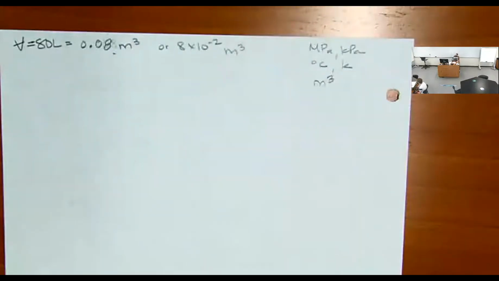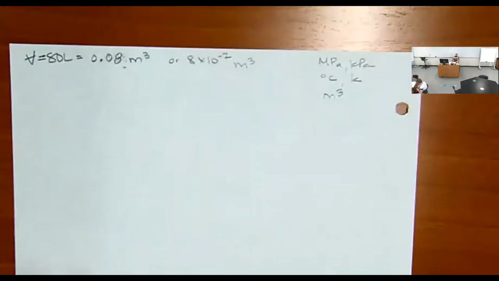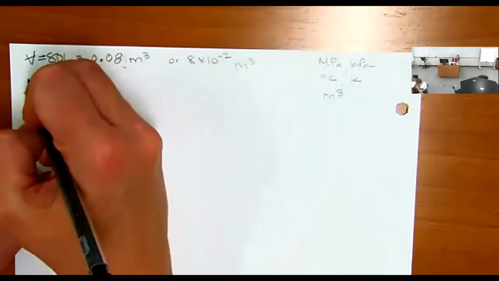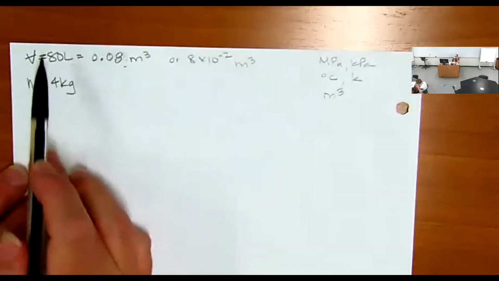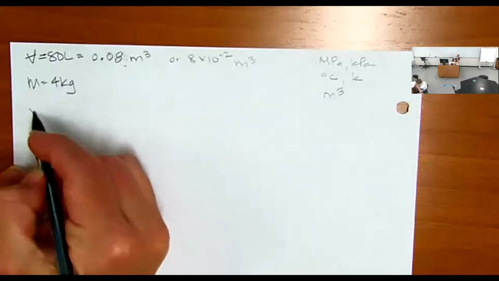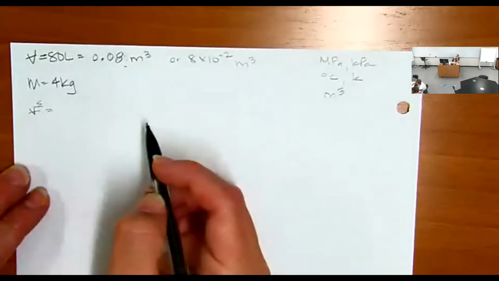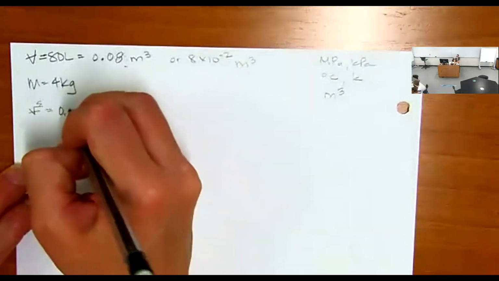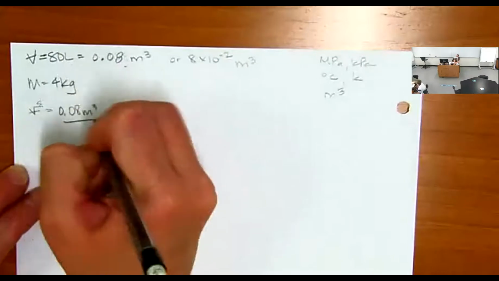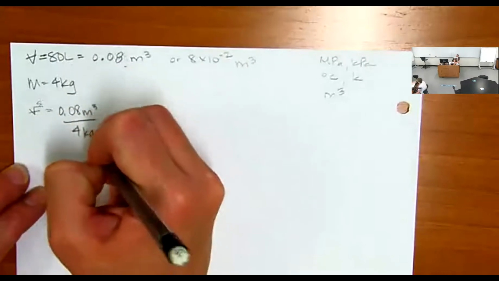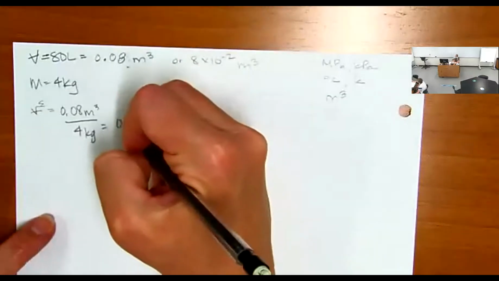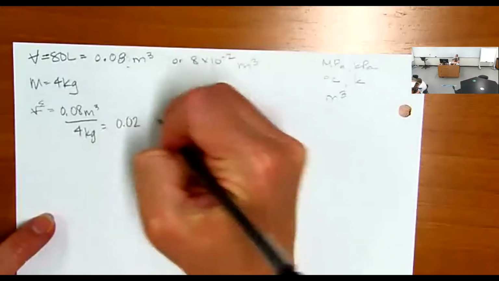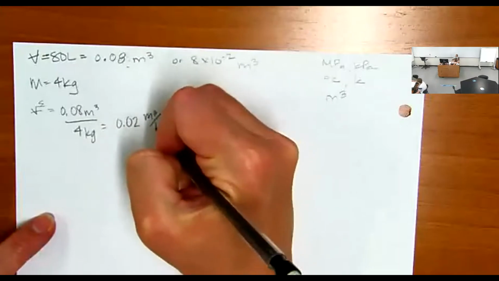Okay, so in the solution, what we did next was, we have a mass of 4 kilograms. So we know volume and we know mass, so we automatically just calculated the specific volume of the system, which is 0.08 cubic meters per 4 kilograms, which is 0.02 cubic meters per kilogram.